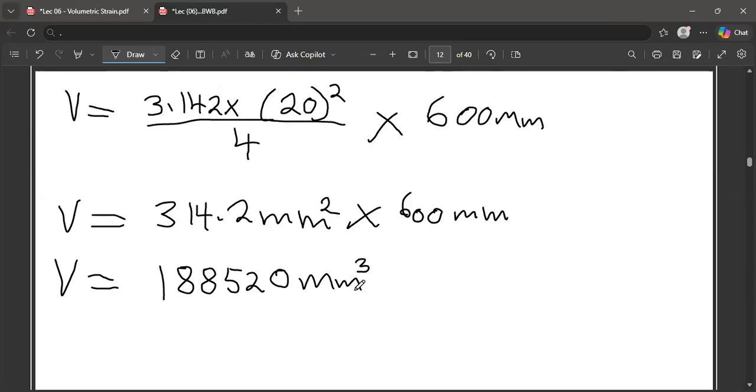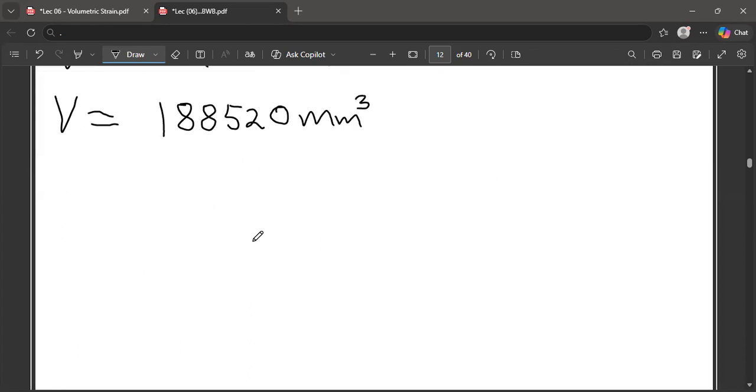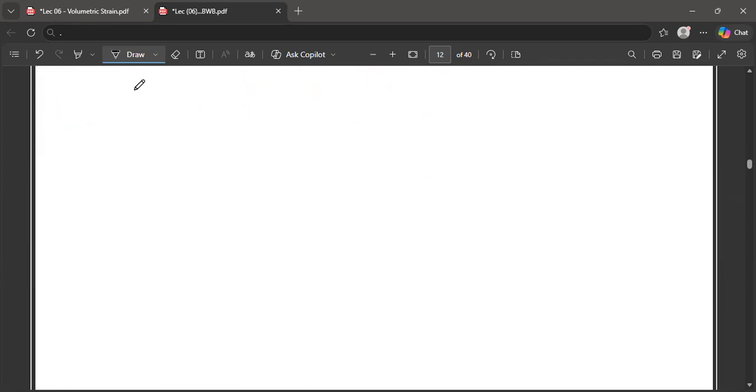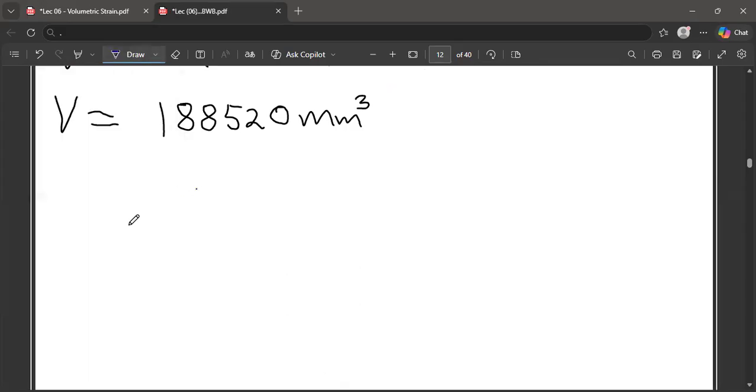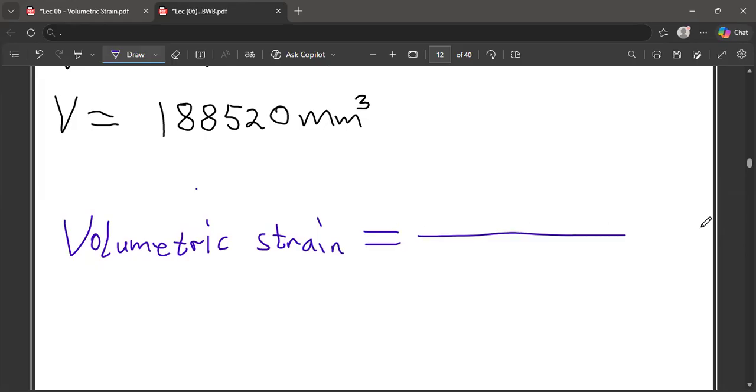Now the next thing we can calculate for is just the volumetric strain. Since we already know the volume, we can now calculate for our volumetric strain. We know that the volumetric strain is equal to the change in volume over the original volume. So let me write over here original volume. Then if I go to the numerator, I'll just write change in volume.